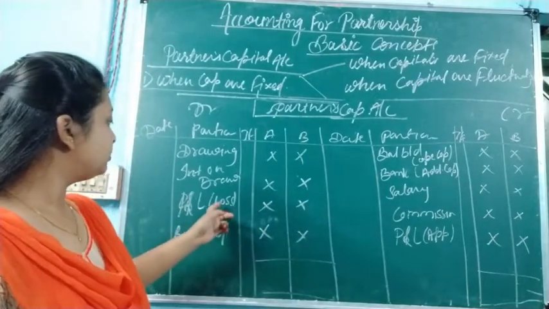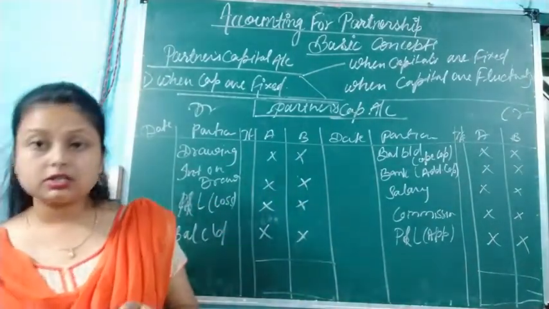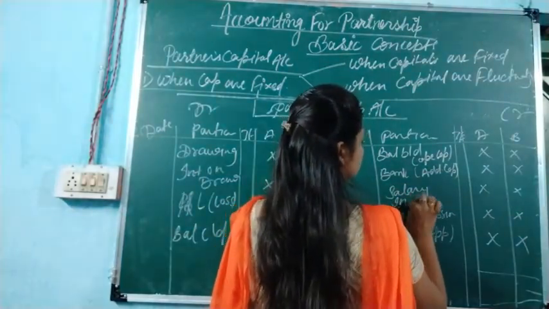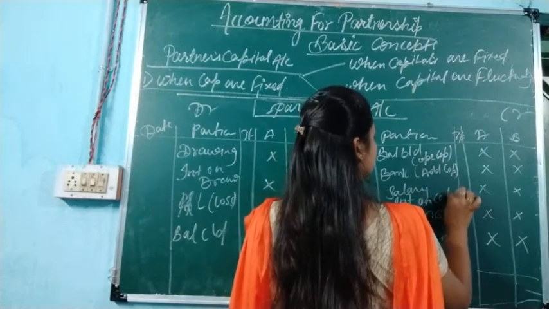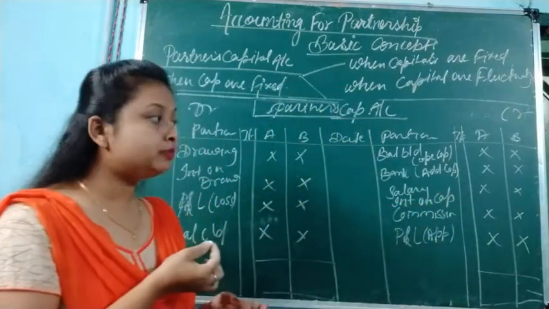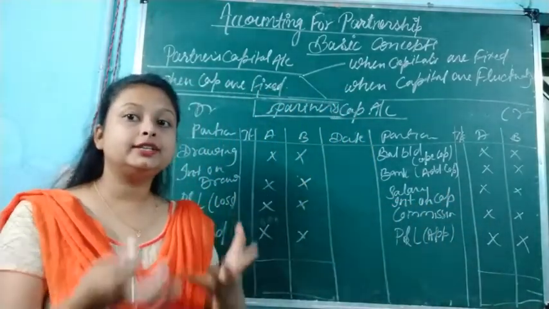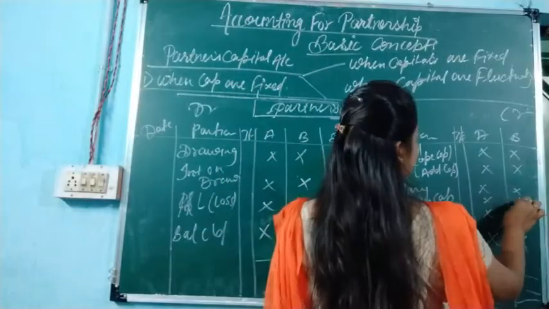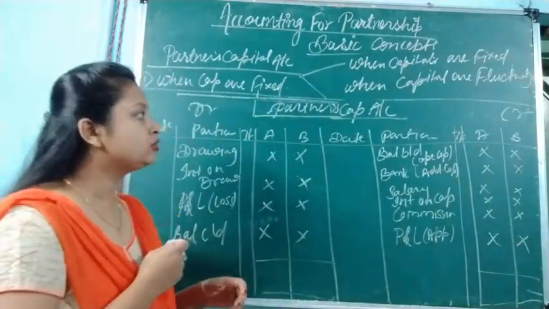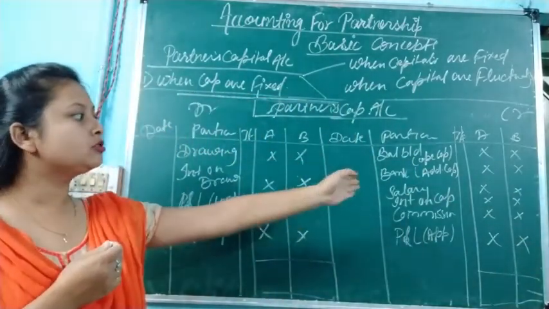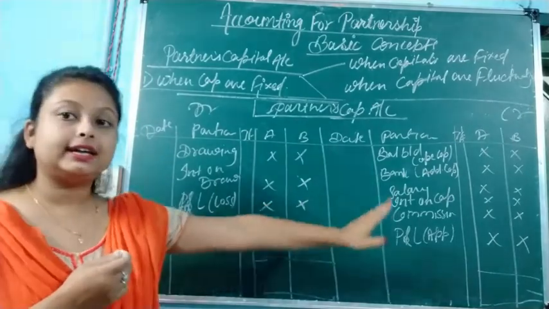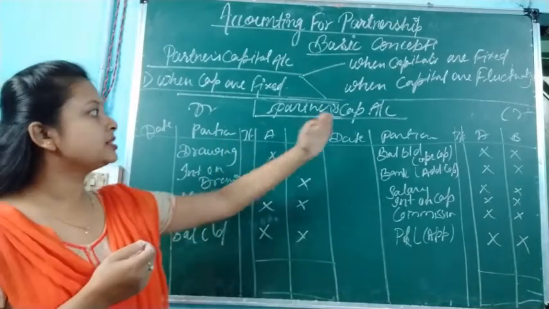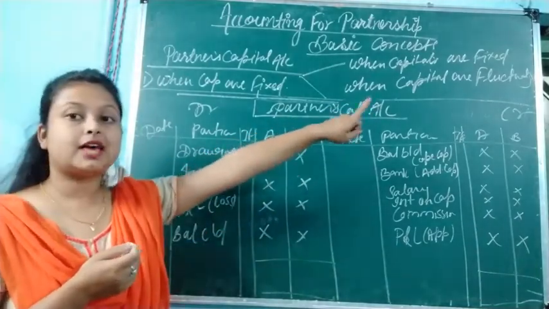Then profit and loss, if it is a loss. Then interest on capital. Here I forgot to write down interest on capital also, because it is a profit for the partners, isn't it, that they are going to get interest on their capital. So interest on capital we also have to mention in the previous format too. Interest on capital also we have to provide to the partners on the credit side. So this is all about the format of the partners' capital account when partners' capitals are fluctuating.